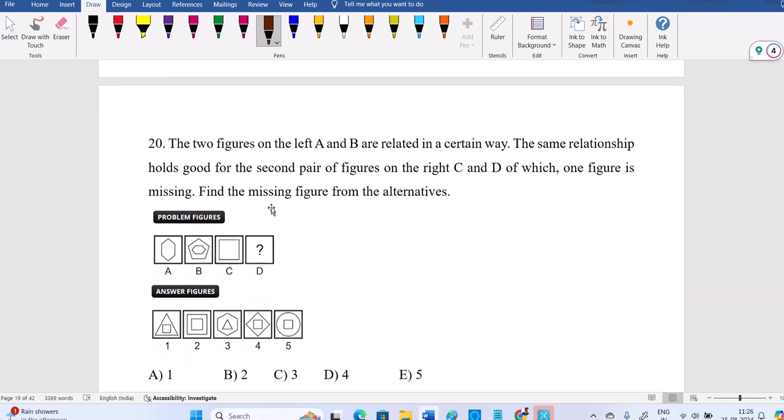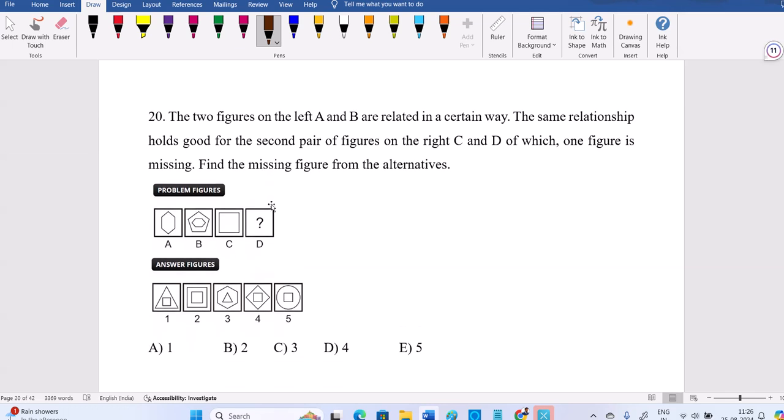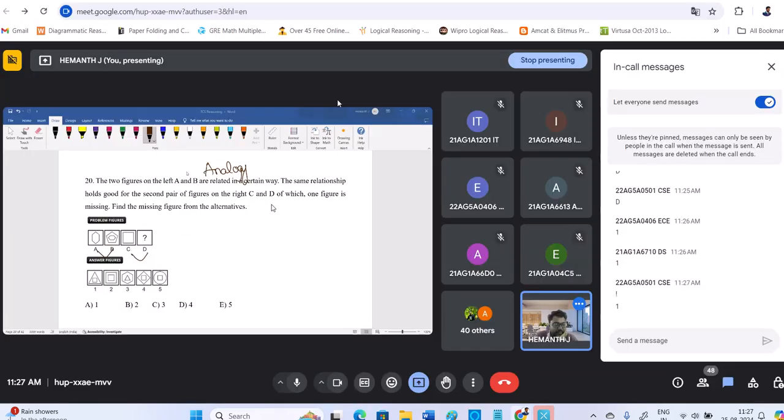See the next one. So these two are following a certain logic. We need to apply it for this. This is called the analogy concept. The first two diagrams are somehow related with a certain logic. The next two should follow the best suitable logic. What's your answer among 1, 2, 3, 4, 5?